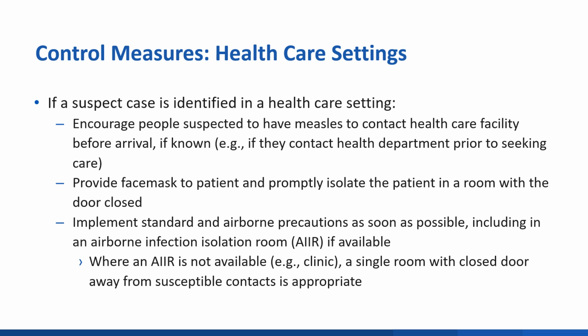And finally, a few notes about healthcare settings. Providers can help prevent spread of measles in these settings if a suspect case is identified, by first encouraging people suspected to have measles to contact the healthcare facility before arrival if they are known to be a suspect case. Second, to provide the patient a face mask if they are old enough to wear one, and promptly isolate the patient in a room with the door closed to prevent exposure to others. And third, to implement standard and airborne precautions as soon as possible in an airborne infection isolation room, or AIIR, if available. And if no AIIR is available, such as might happen in a clinic, a single room with a closed door away from possible susceptible contacts is appropriate.